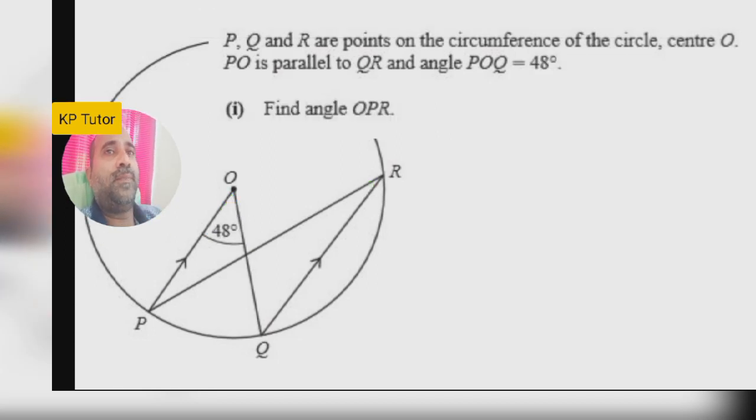So next, P, Q and R are points on the circumference of the circle. Find angle OPR. Okay, this angle we have to find. So how can we connect these two blue marked angles? The same theorem.